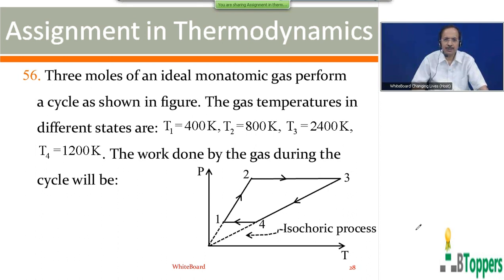3 moles of an ideal monoatomic gas perform a cycle as shown in the figure. The gas temperature in different states are T1 equal to 400 Kelvin, T2 equal to 800 Kelvin, T3 equal to 2400 Kelvin, and T4 is 1200 Kelvin. The work done by the gas during the cycle will be.